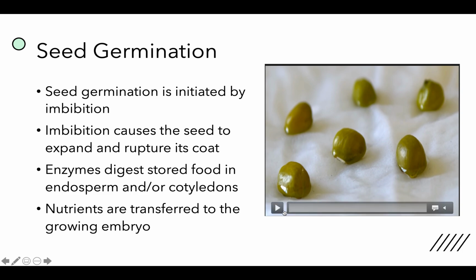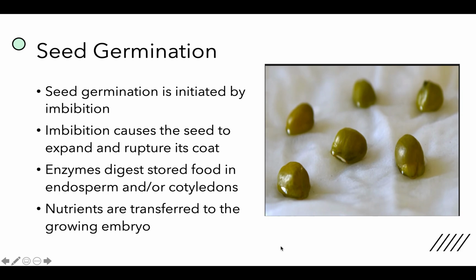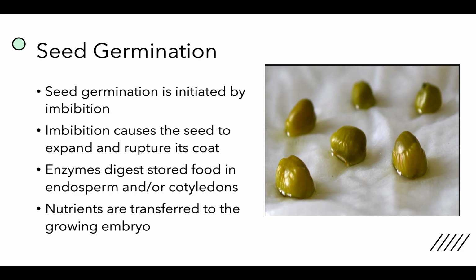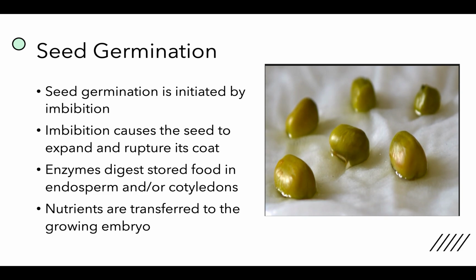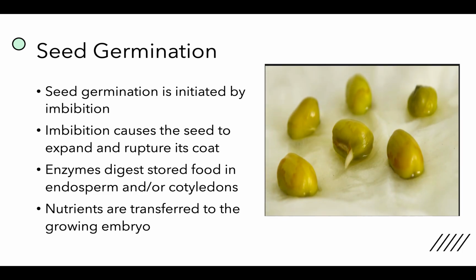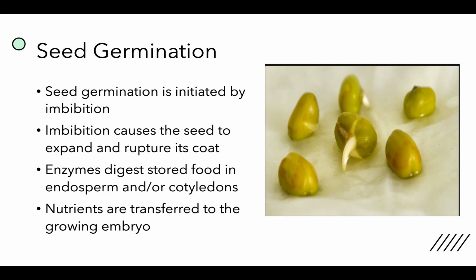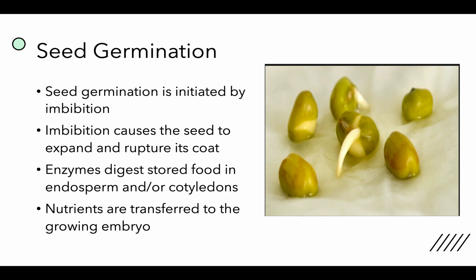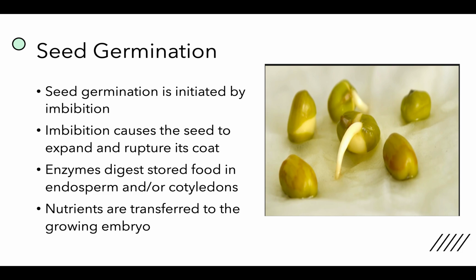So, germination is the resumption of growth and development after a period of seed dormancy. With appropriate environmental conditions such as adequate moisture, oxygen, and appropriate temperature, seeds can germinate. Seed germination is initiated by imbibition, which is the uptake of water due to the low water potential of the dry seed. Imbibition causes the seed to expand and rupture its coat and triggers changes in the embryo that enable it to resume growth. Following hydration, enzymes digest the storage materials of the endosperm or cotyledons, and the nutrients are transferred to the growing regions of the embryo.